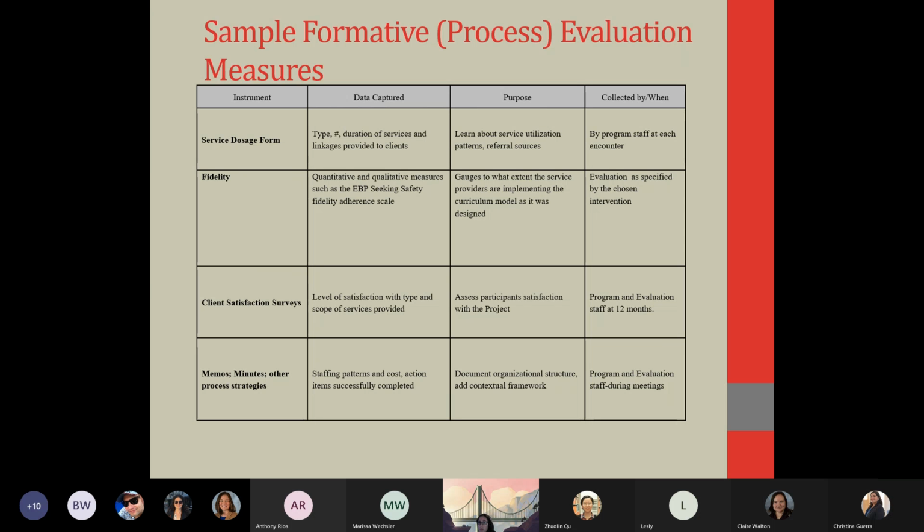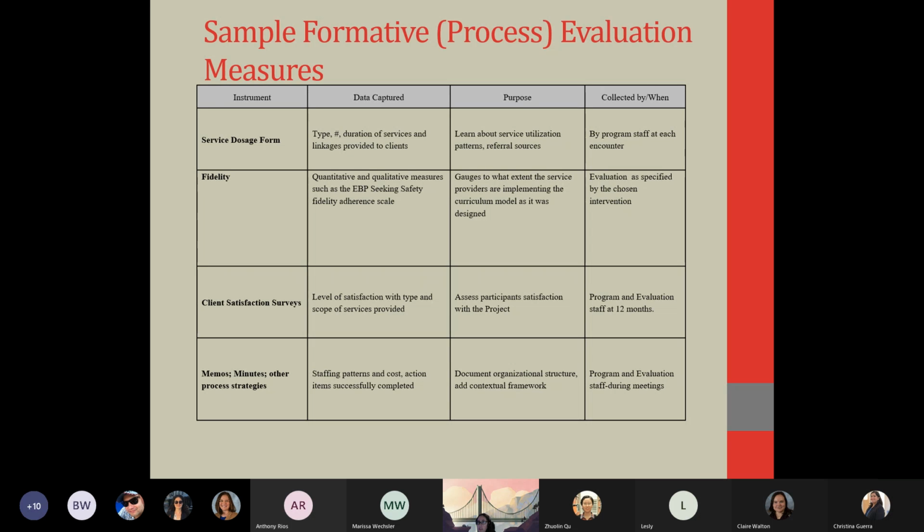And then this table was submitted with the grant application. It was in the narrative, and it was in the evaluation section. So in here, what we did was just document what the purpose of that form was and who was going to collect it and when was it going to be collected. And so here's fidelity. We collected the fidelity on an evidence-based curriculum called Seeking Safety. And so they had a Seeking Safety fidelity adherence scale. But notice this scale is quantitative and qualitative. So again, a lot of your process measures are going to include both qualitative and quantitative methods.